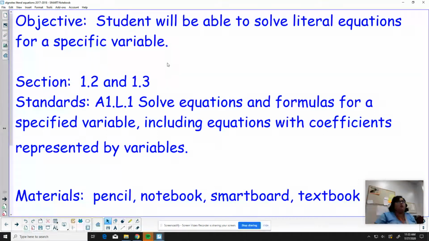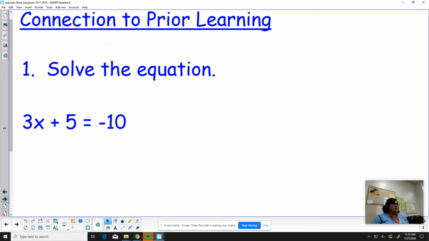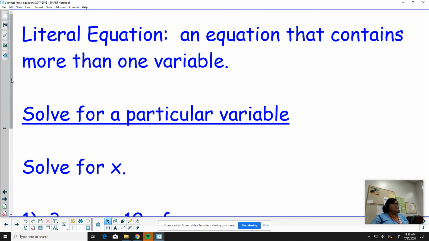We're going to start solving literal equations today. There's a little of this in 1.2 and 1.3, and then it has a whole section in 1.5. So this is going to be our first day of literal equations. And we're going to solve them just like we solved the other ones. A literal equation just has more than one variable in it, not just an x.